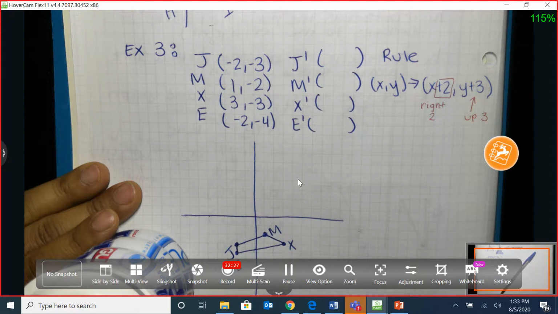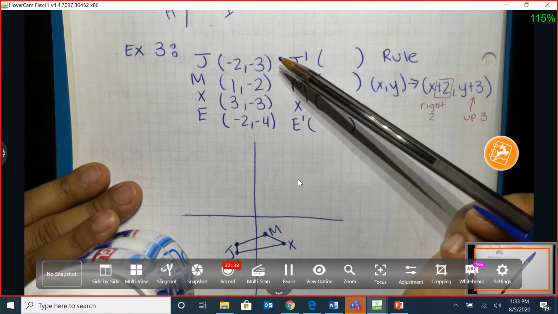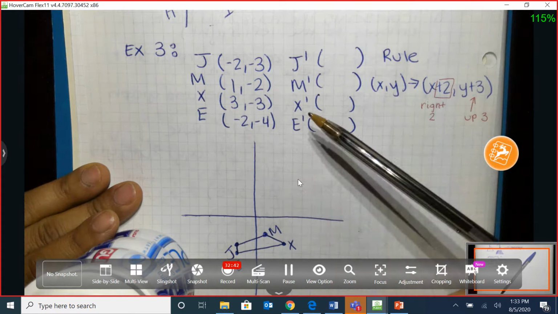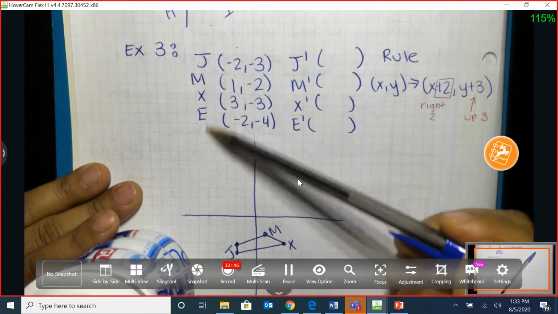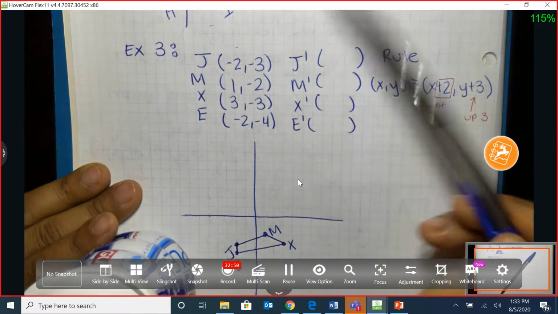Okay, can you pay attention? I'm going to say it one more time, and hopefully you understand what I'm saying, okay? So, you have this example on the PowerPoint. All I did was copy down that example onto my notes, right? The original points are J, M, X, E. These are the points. What did I do?